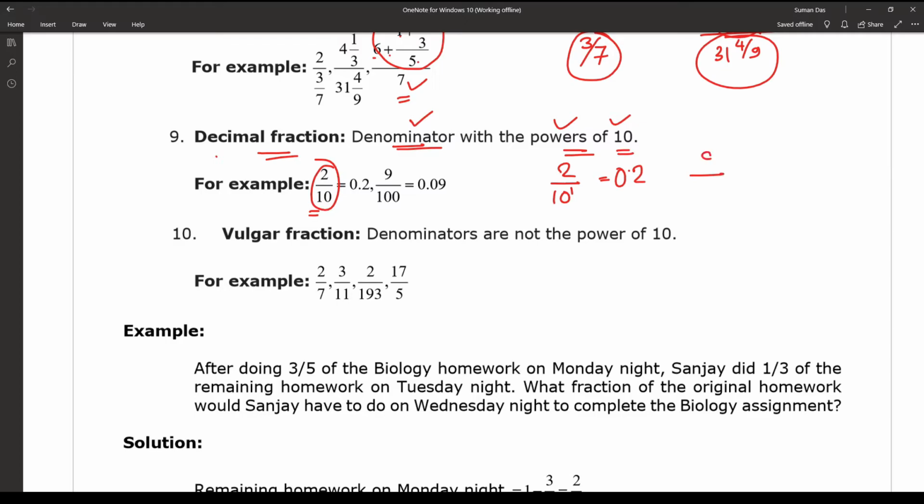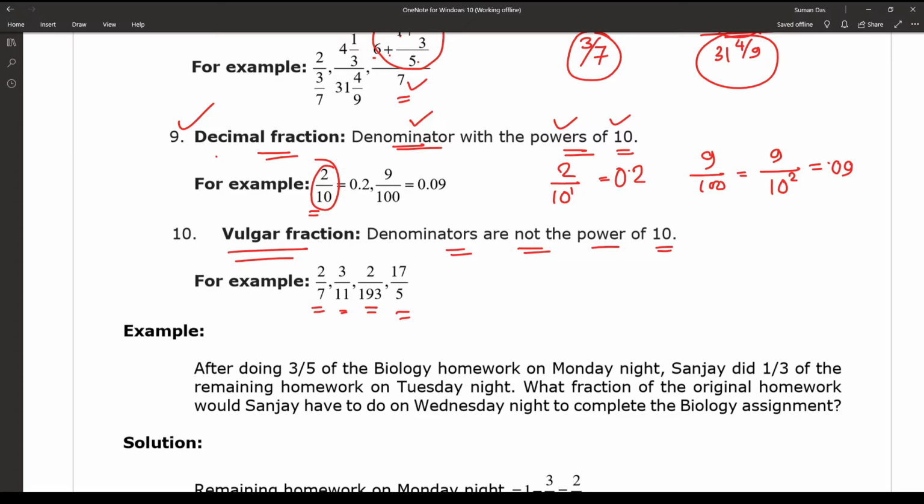Another one. Suppose 9 by 100. That can be written as 9 by 10 squared, or 0.09. That is an example of a decimal fraction. Another type of fraction is the vulgar fraction, where the denominators are not powers of 10. That means 2 by 7, 3 by 11, 2 by 193, 17 by 5 are examples of vulgar fractions.